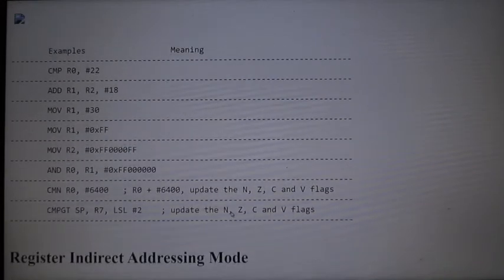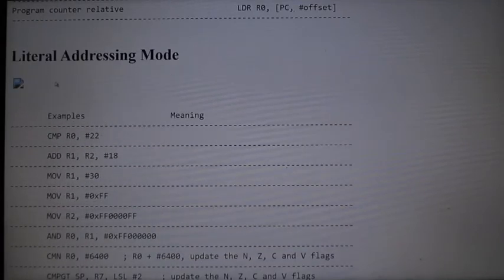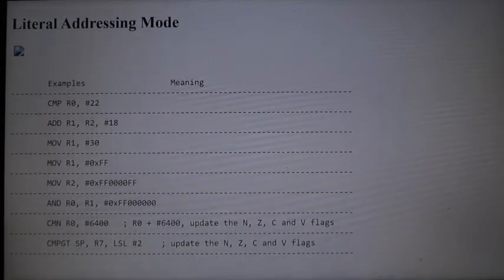As you can see, literal addressing mode has an example of compare. If you want to compare two register values, R0 holds one value and we have an immediate value, that is 22. So we check whether it is greater than, less than, or equal.